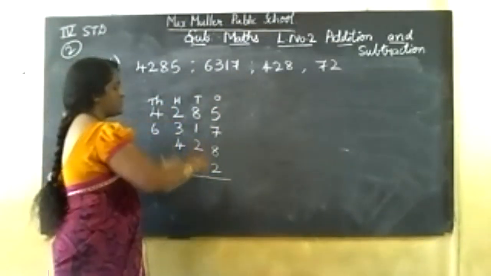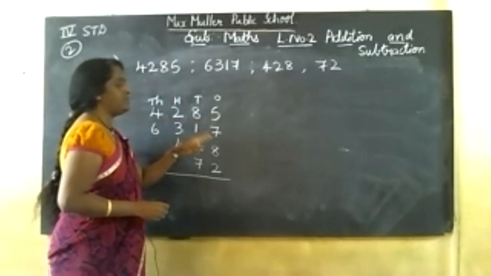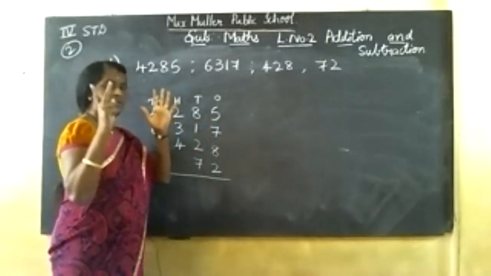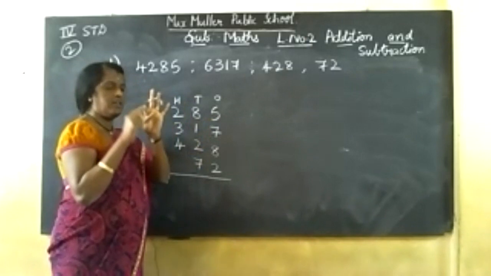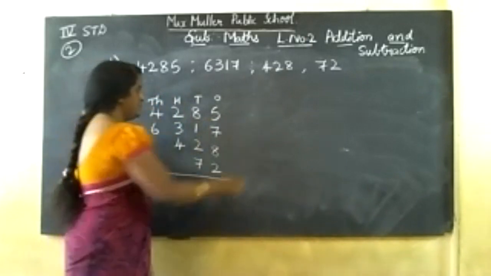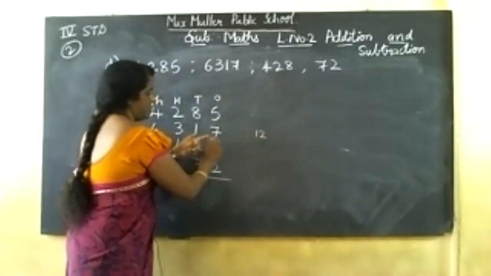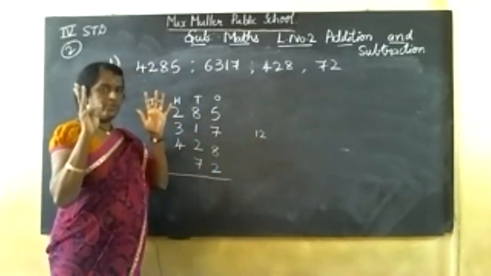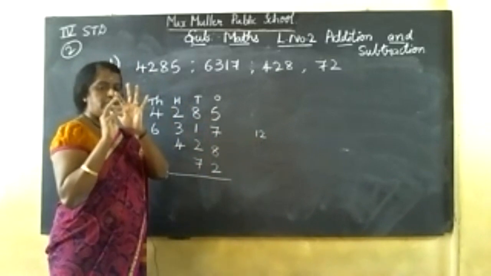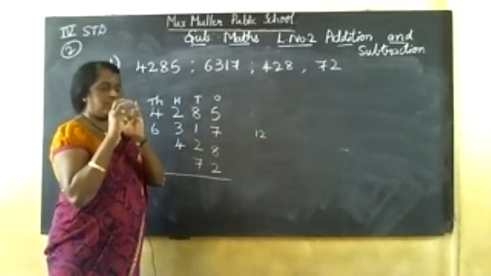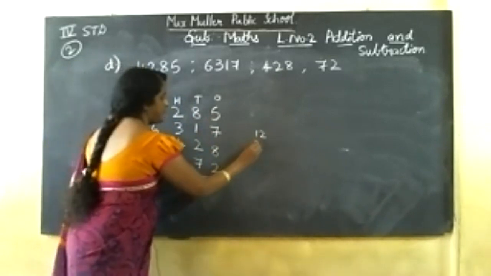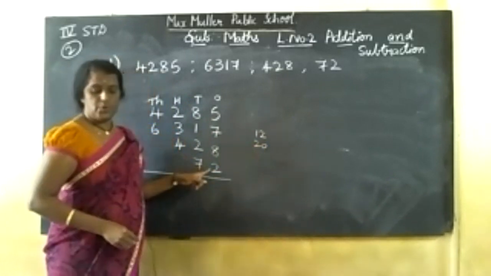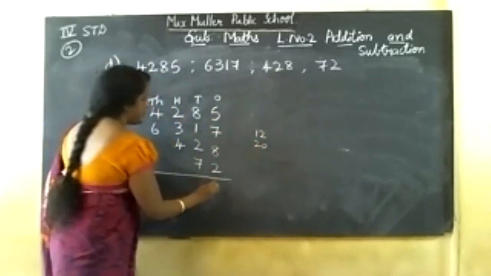See, step by step, I have written 5 in the mind, 7 on my finger. After 5: 6, 7, 8, 9, 10, 11, 12. When you do this, 12. 12 plus 8: 12 in the mind, 8 on my finger. After 12: 13, 14, 15, 16, 17, 18, 19, 20. 20 plus 2, 22.